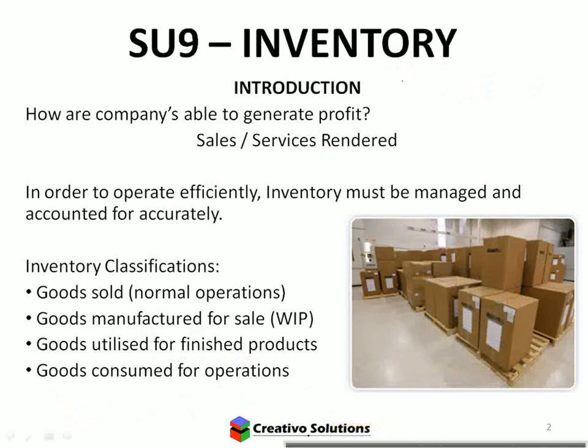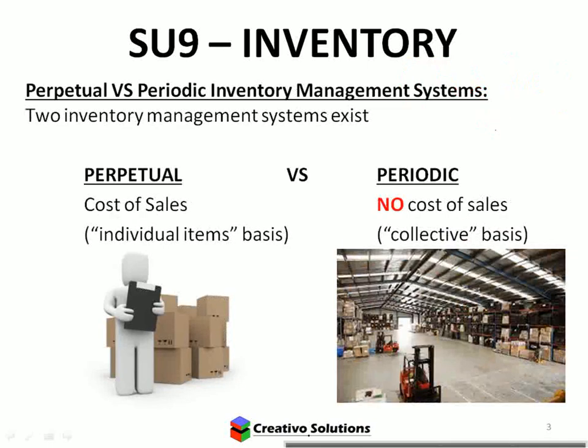Take it back to its basics. What is it? It is an asset, good. So if it's an asset, what balance will it have? Debit balance, good. You have two systems. You have a periodic system and you have a perpetual system. Both systems can be used for managing inventory, but a company will have to choose one or the other. So I'm either going to use perpetual or I'm going to use periodic.